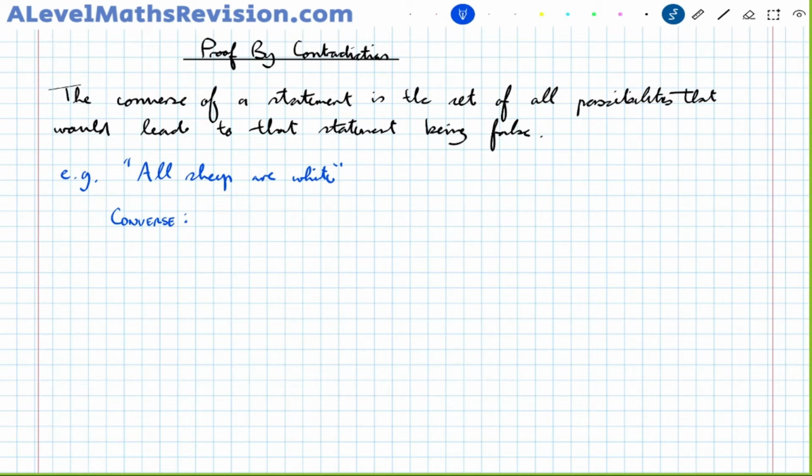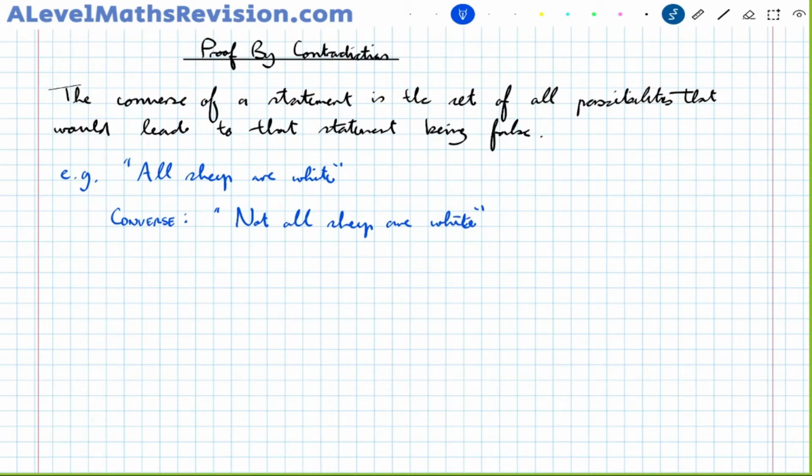The converse of that, the set of all statements that would prove that false, is the statement not all sheep are white, not that all sheep are not white, because all sheep in the world could be white, except one. All we have to do is find that one black, pink, green, whatever colour it is, sheep, and that disproves the statement that all sheep are white. So the converse is not all sheep are white.